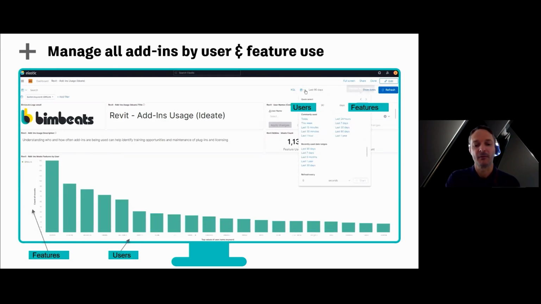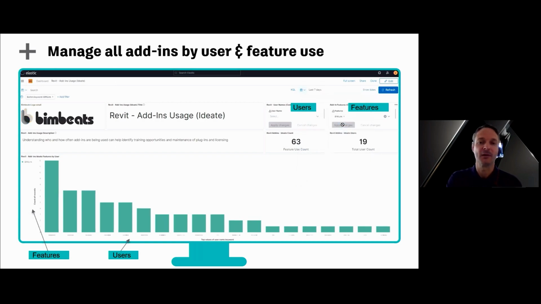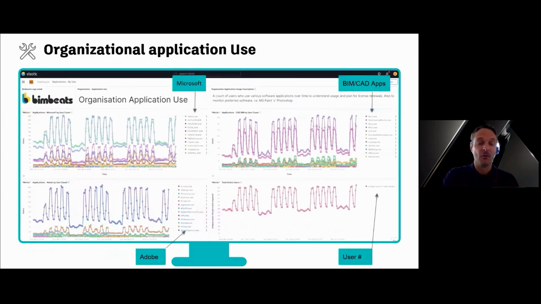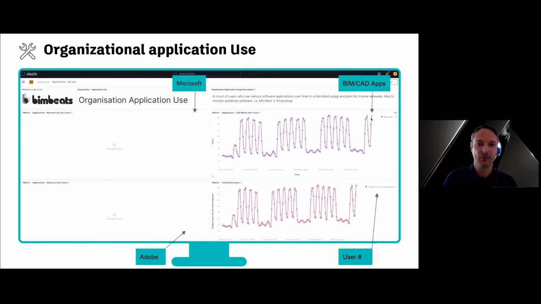And obviously from a software purchasing point of view, we could work out whether or not it was actually worth purchasing some of these tools. Did we have a series of add-ins that we thought were being used that weren't actually being used? Organizationally, BIMbeats captures every single process that's on the computer. So this extends beyond just the CAD and BIM tools.